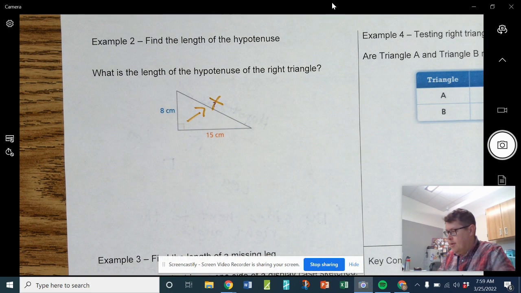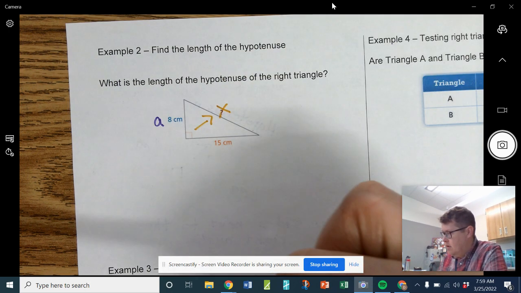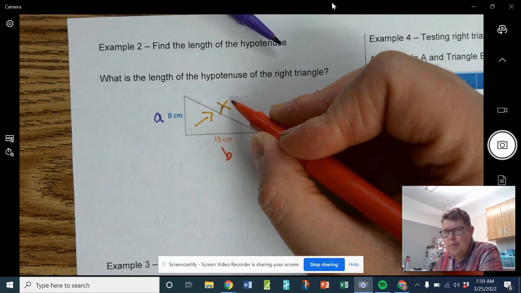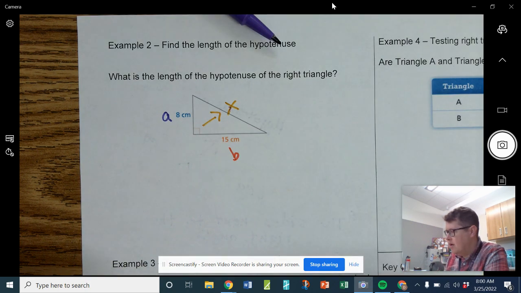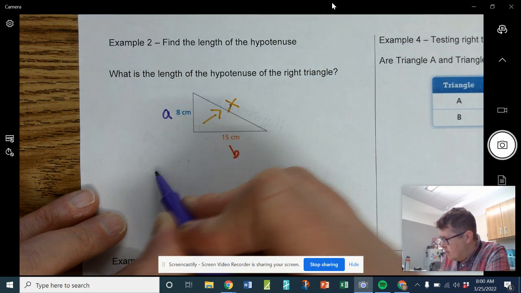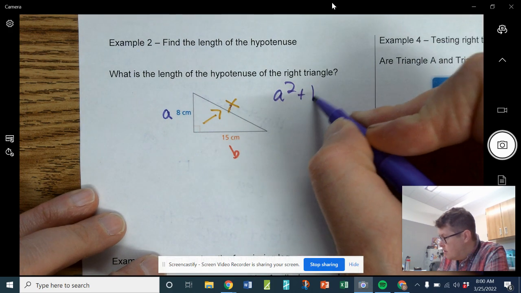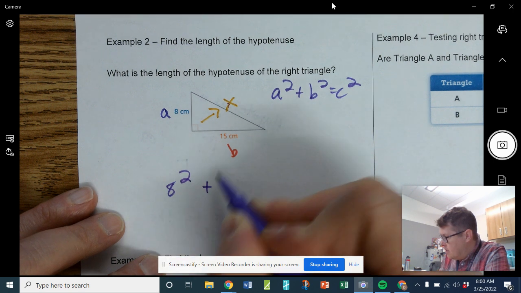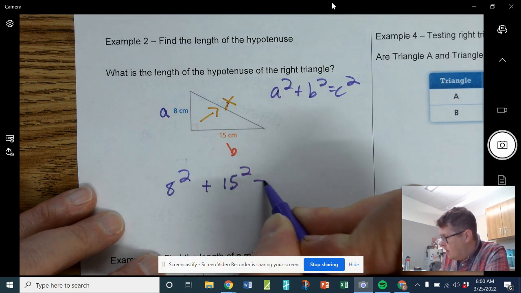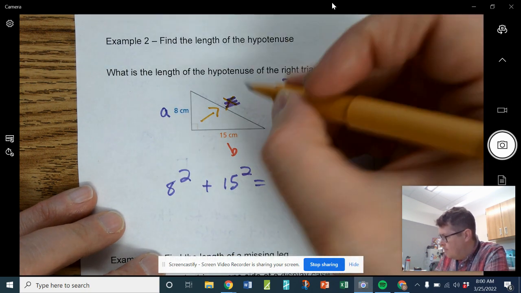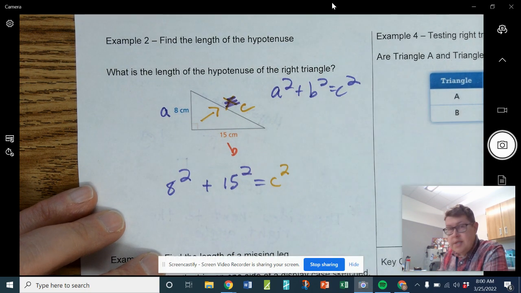Now, I'm going to call this A. It's my short side. I'll call this B. That's my long side. And this, we could call this C or X. It doesn't particularly matter. But now we take this, right? We take A. And remember, it's A squared plus B squared equals C squared. Okay, so we take 8. We square it. We add it to 15. Square that. And then, shoot, what am I doing here? Let's just call that C. Okay. And it's equal to C squared.